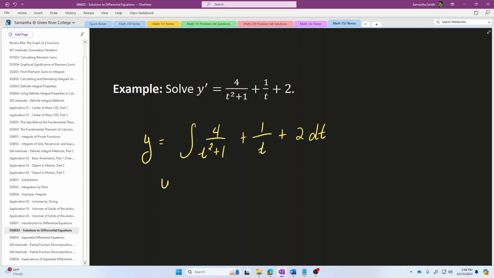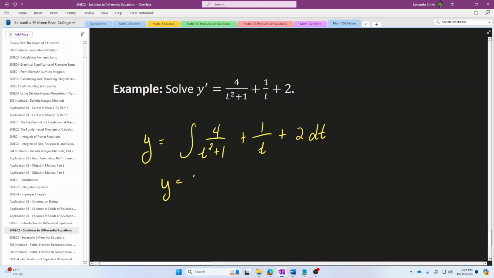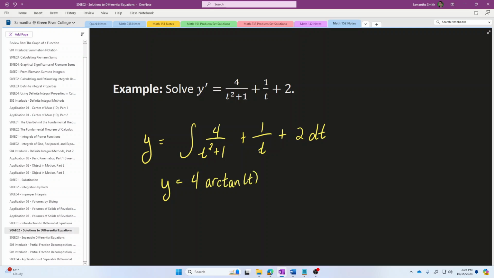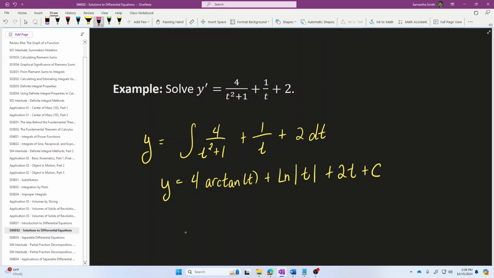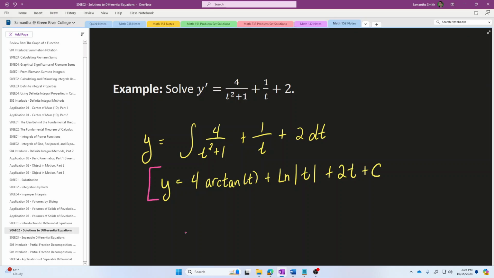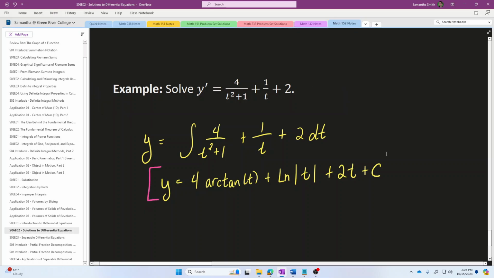So I will take the indefinite integral of this expression on the right side, and I get 4 times arctan of t plus natural log of absolute value of t plus 2t plus some constant. This describes the format of all the functions which make this differential equation true. So this would be my response to the ask, solve this differential equation.